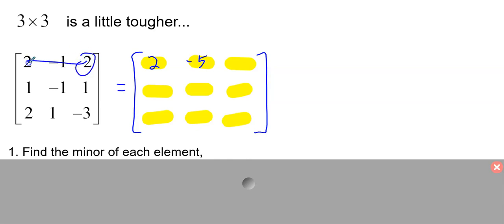Okay, so this one, cross out the row and column, you have a 2 by 2 left. 1 minus -2 is 1 plus 2, which is 3. Hopefully I do this right. Okay, so let's do this. So this one, cross out the row and column, you're left with a 2 by 2. 3 minus 2 is 1.